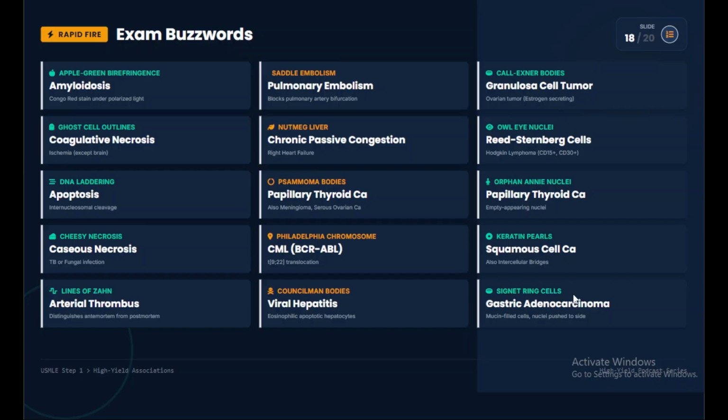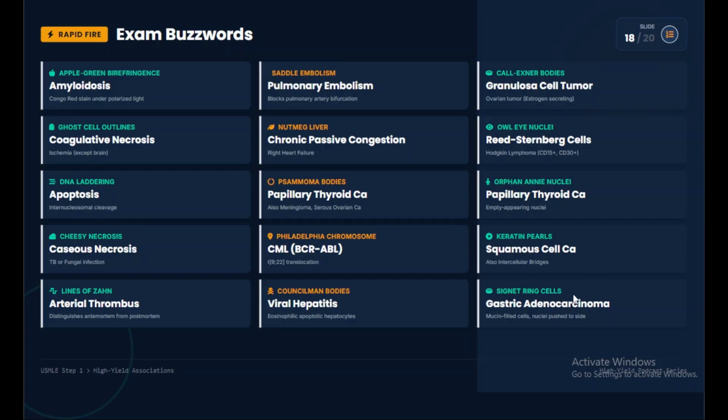So: apple green birefringence, amyloidosis; ghost cell outlines, coagulative necrosis; DNA laddering, apoptosis; cheesy necrosis, caseous necrosis; lines of Zahn, arterial thrombosis. And my question is, what do you give to treat arterial thrombosis? Aspirin or heparin? Aspirin. Saddle embolus, pulmonary embolism; nutmeg liver, chronic passive congestion. And I think I have not told you what nutmeg liver is, but I'll tell you in some other lecture.